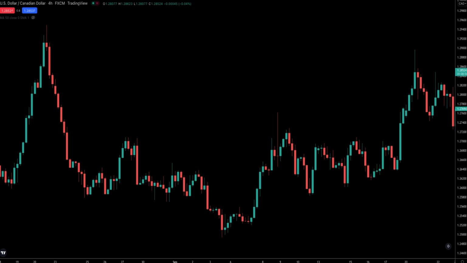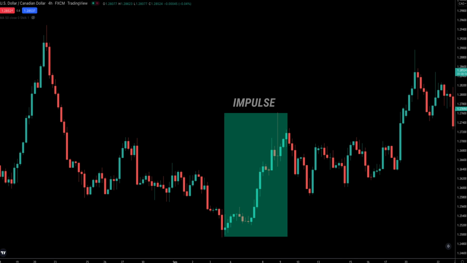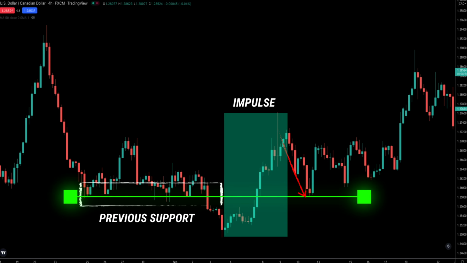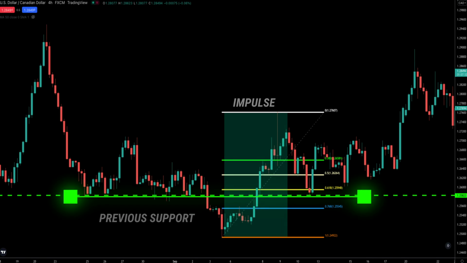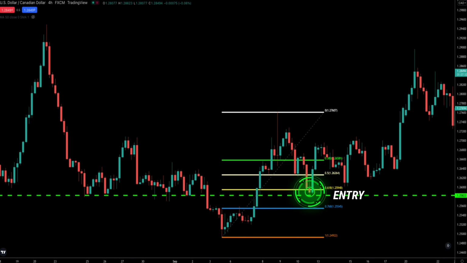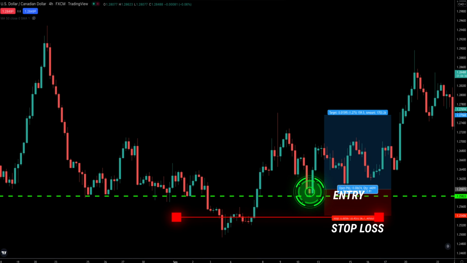Take a look at this impulse right here. After the impulse, price gave a corrective move to the downside and found support at the previous support level. This also aligned with the 61.8 Fibonacci level, which acts as a strong confluence for our trade. I placed a buy trade as price touched the retracement level and kept my stop loss below the next Fibonacci level, with my target at the most recent swing high.